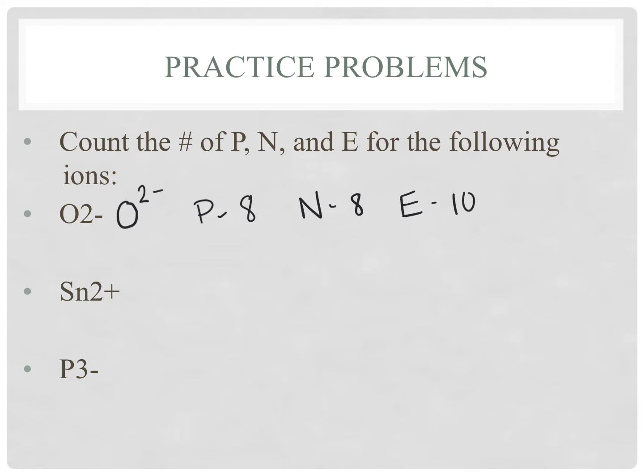All right, next is Sn 2+. Again, I'm just going to rewrite it so it's in the correct format. What element is Sn? Tin. So find tin, or Sn, on your periodic table.